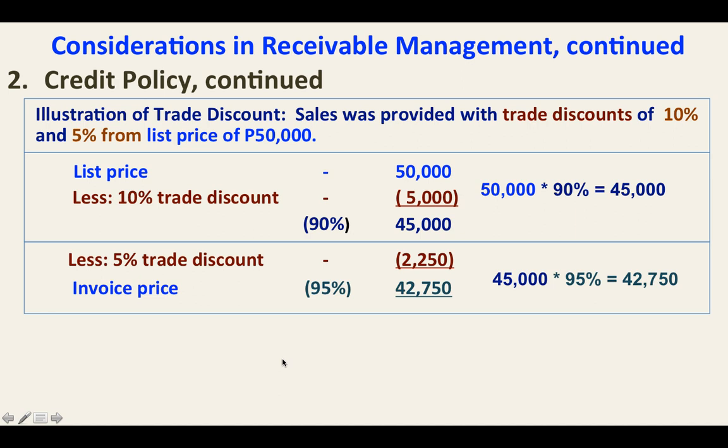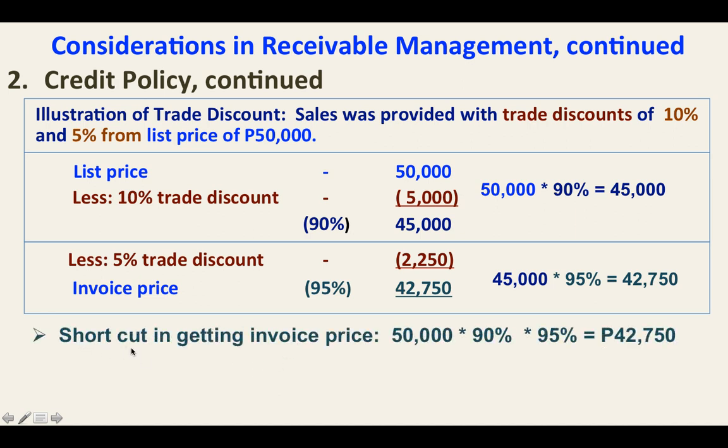So class, if you are looking at just the invoice price, if you will compute the invoice price, okay, you can compute it this way. So there will be a shortcut in getting the invoice price. So 50,000 times 90%, times 95%, will give you automatically 42,750. You don't have to go through this process because here there are several calculations. 50, get the 10%, minus, then from here, get the 5%, minus, okay? So there are several steps in the computation.